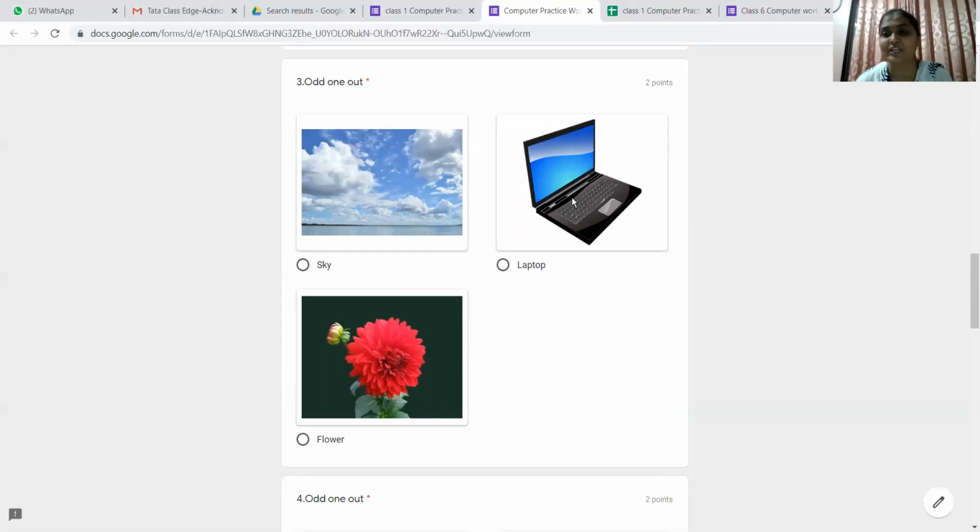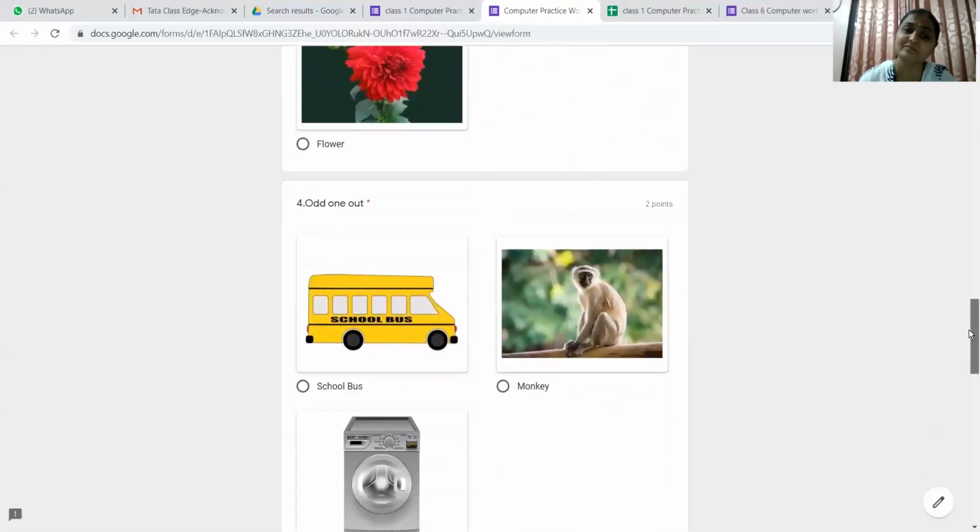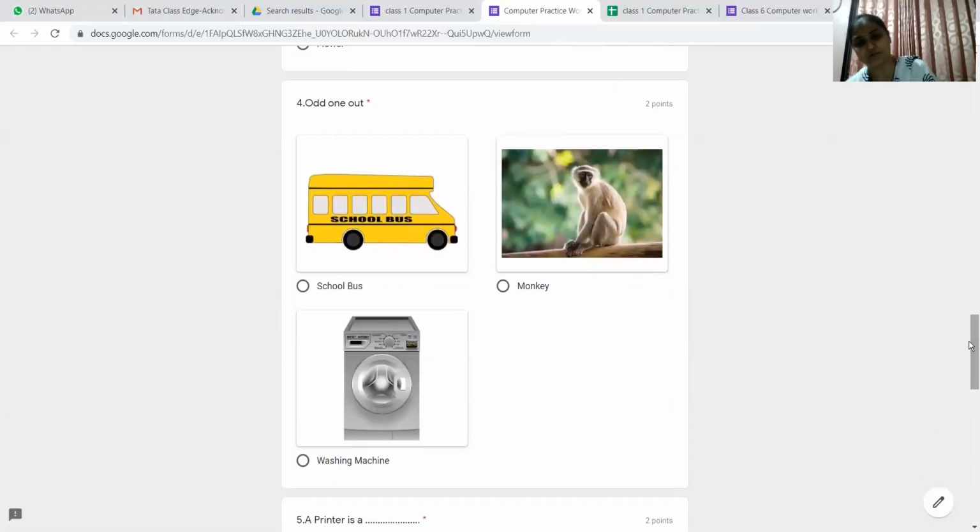So what we should kick it out? What we should select? This machine. So let me click on this. So we got it and we have odd one out correctly. Okay, now let's go to the next question. Again, we have an odd one out question.